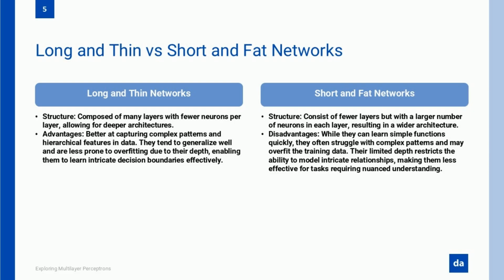Why does this work better? Because depth adds power. Each layer refines and transforms the data, making it easier to recognize complex patterns. In fact, deep networks are often better at generalization, meaning they don't just memorize, they actually understand. It's why deep learning has become the gold standard in AI.